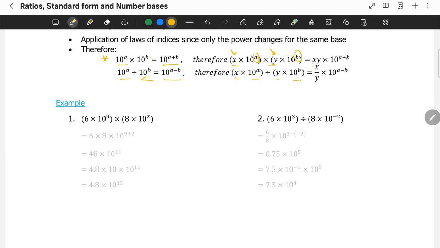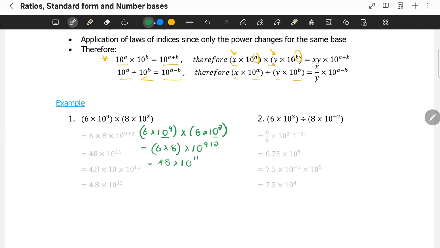So, for example, we have 6 times 10 to the power 9 being multiplied by 8 times 10 to the power 2. So that means that it's going to be 6 times 8, and that's good, because the bases are the same. So 10 and 10, that's the same, times 10 to the power 9 plus 2, because it's multiplication. And then that's going to give you 48 times 10 to the power 11, because 9 plus 2 is 11.